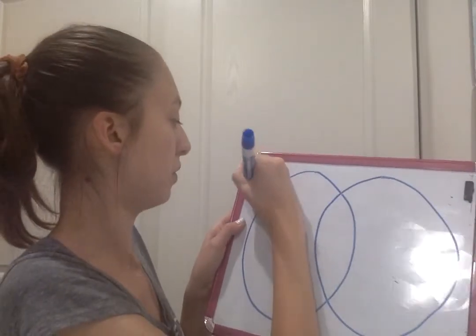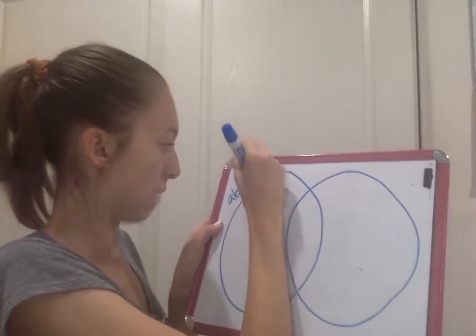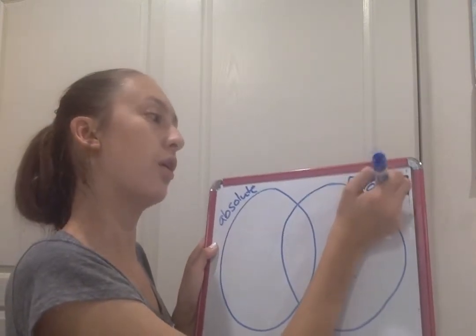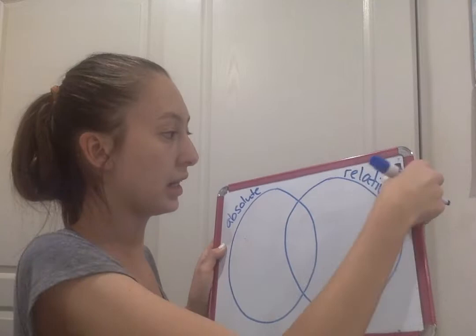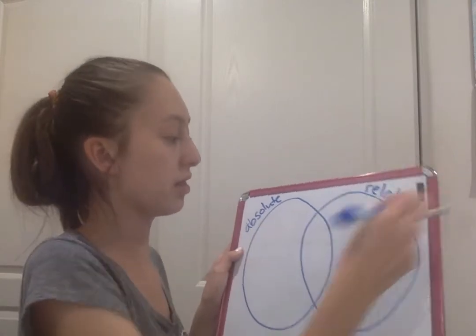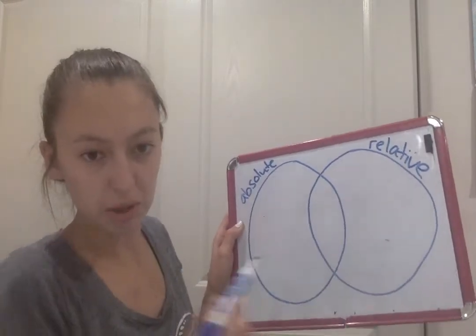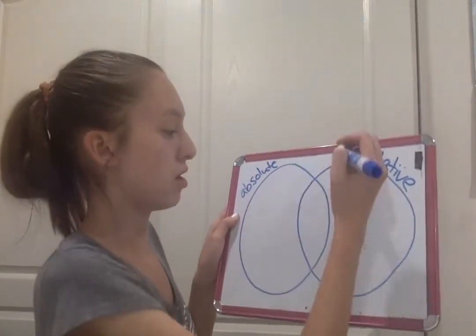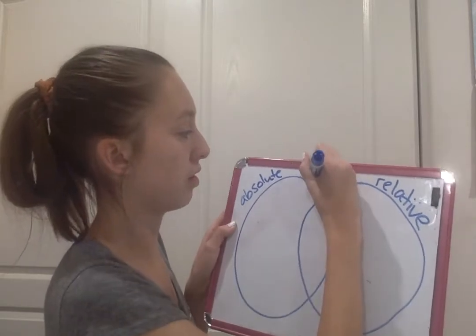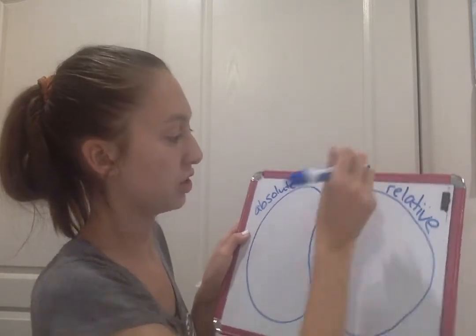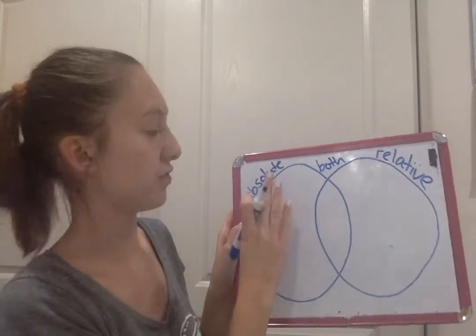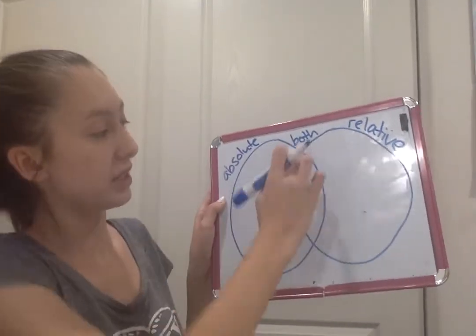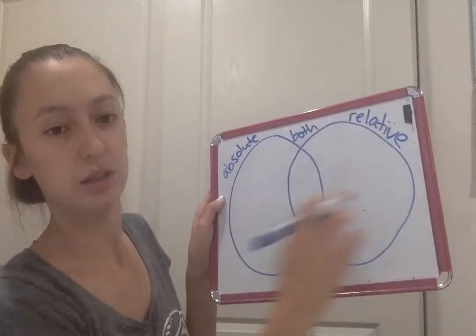So we have absolute location and relative location. And can anyone tell me what they think this little portion in the middle could be used for? That's right. So the things that they have in common. So this is for the things they have in common. This is for just absolute location and just relative. All right? So similarities and differences.